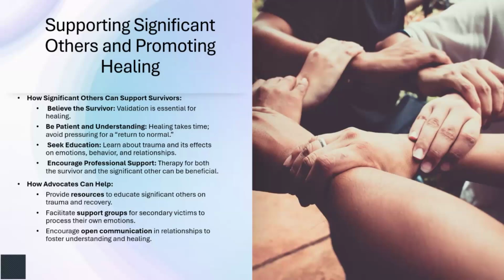Helping them understand what that trauma looks like, how it affects that person emotionally, what behavioral changes may happen, and how this may impact relationships. And then encourage professional support. If they have options, provide sexual assault crisis therapeutic services for both. It's not only for the survivor, but the secondary victim may need that as well, because remember, they have their own emotions about everything that's going on too.